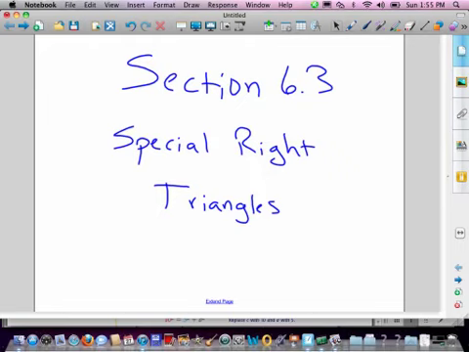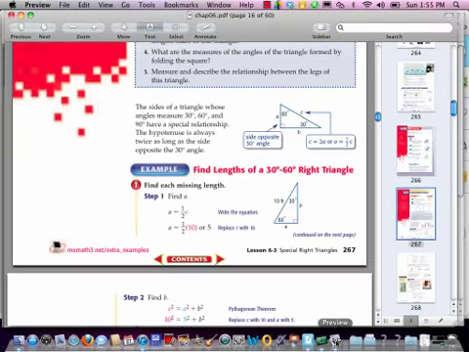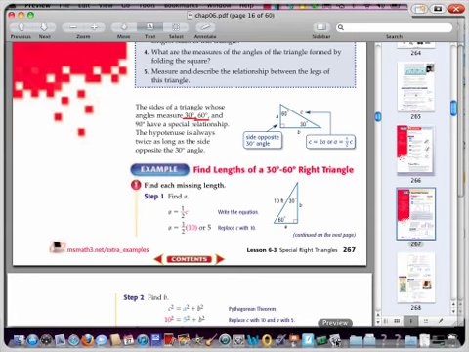Section 6.3, special right triangles. So we're going to talk about a couple of triangles that have some special properties, and hopefully you'll learn a few rules about those that kind of fit in with those. So let's take a look here. First one we're going to talk about is called a 30, 60, 90 triangle. And these have a very special relationship between some of the sides.